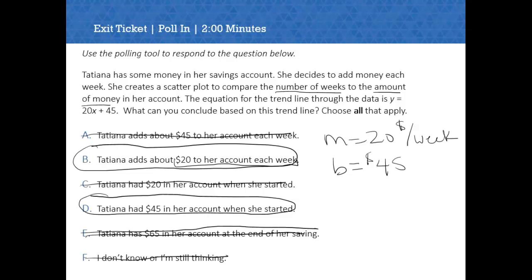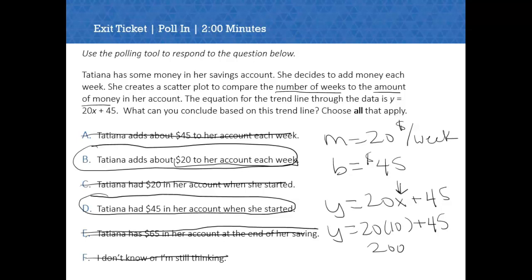If we knew how many weeks, if she did it for 10 weeks, that is what we put in for x, the time. So we could put in 10 if they said that she did it for 10 weeks. So this is 200 plus 45, so that would be 245, the total after 10 weeks, but they didn't ask. But that's just how you would go about doing it.